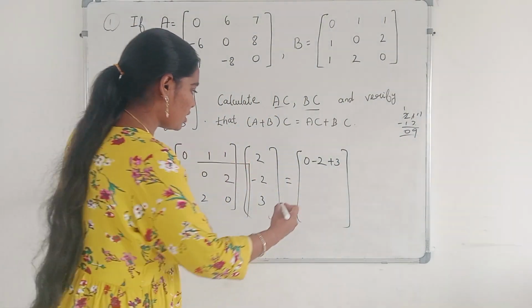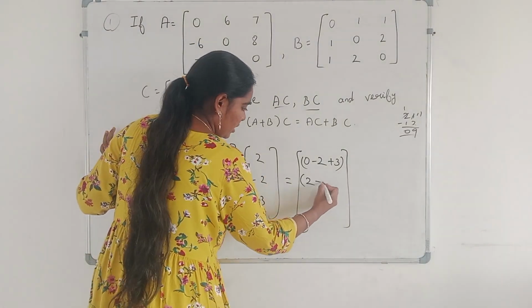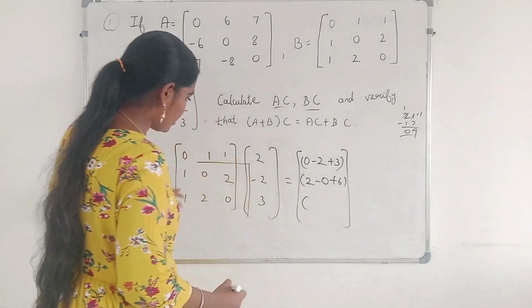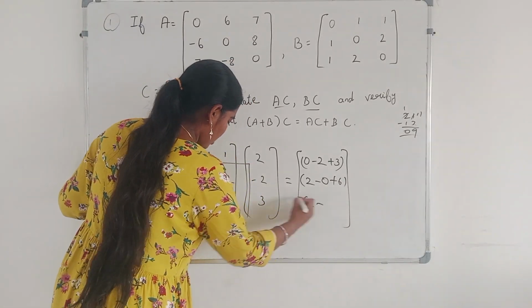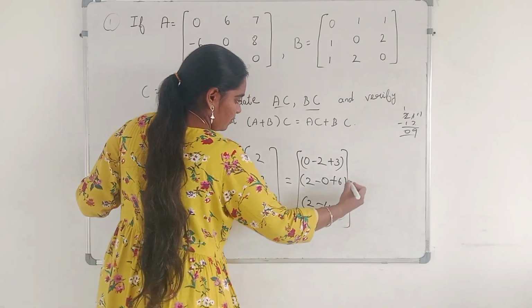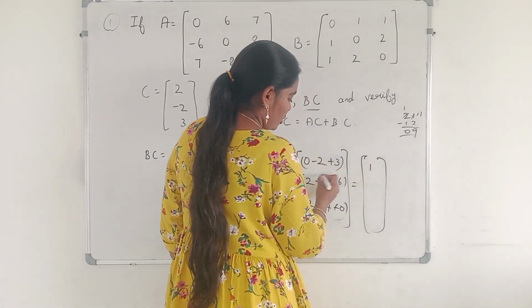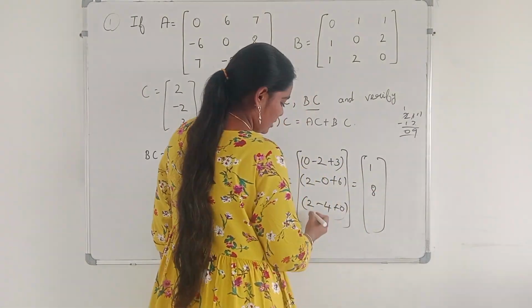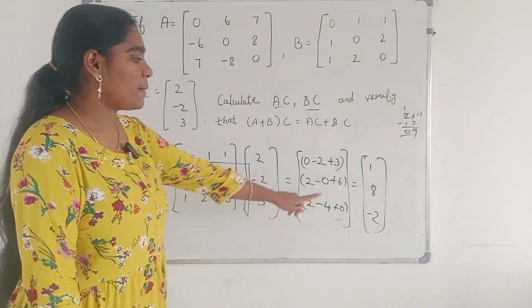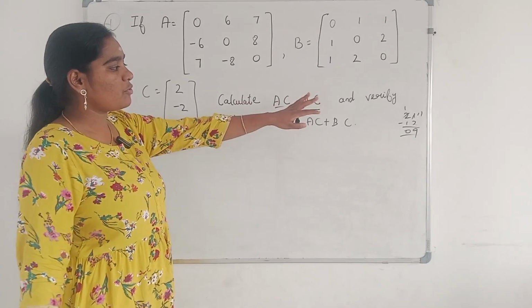Next, 1 2s are 2. 0 into minus 2, minus 0. 2 3s are 6. Next, 1 2s are 2. 2 into minus 2, minus 4. 0 into 3, 0. Minus 2 plus 3, 1. 2 plus 6, 8. 2 minus 4, minus 2. This is the value of BC: 1, 8, minus 2. Now we know the value of AC and BC.